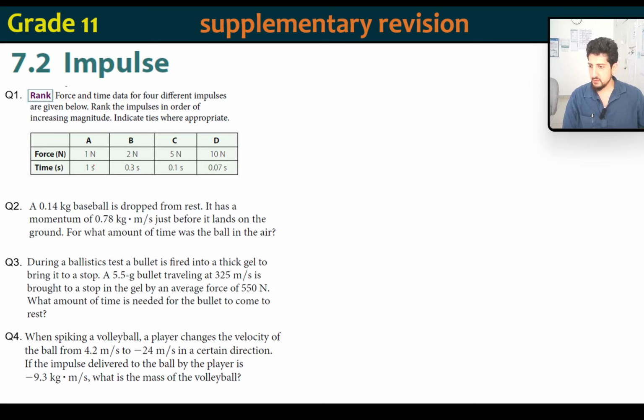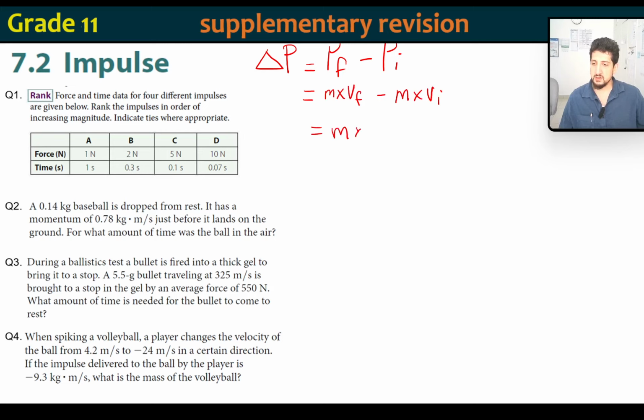Okay, let's go through it quickly. Basically, when we calculate the impulse, we only have 2 or 3 formulas that we're worried about. Impulse equals final momentum minus initial momentum. Remember, this is not an explanation video. If you don't understand something here, please go back and watch the original video lesson. So that means it's going to equal mass times final velocity minus mass times initial velocity, which can also be written like this: m(Vf minus Vi).